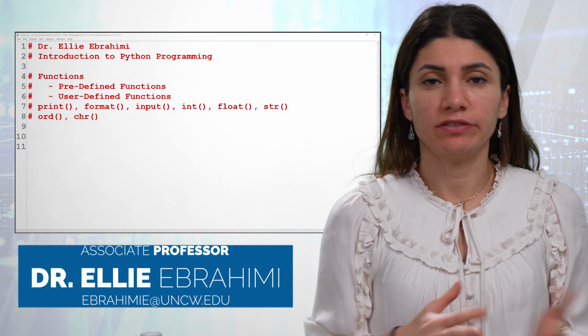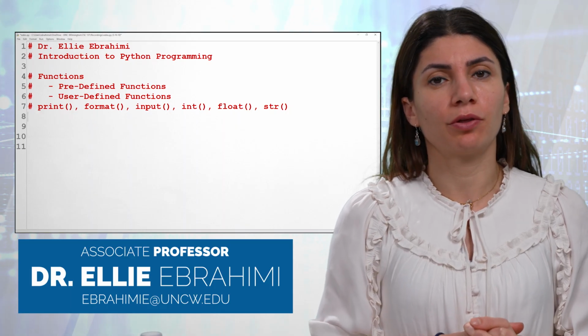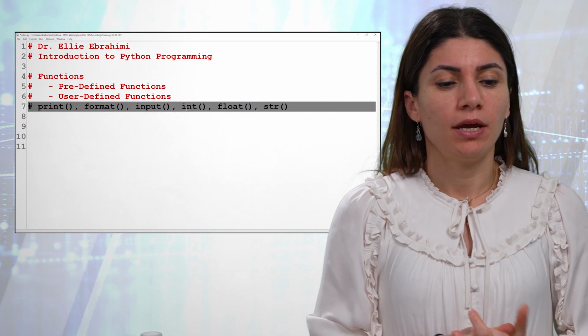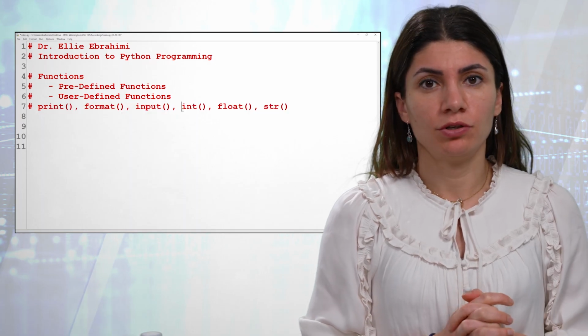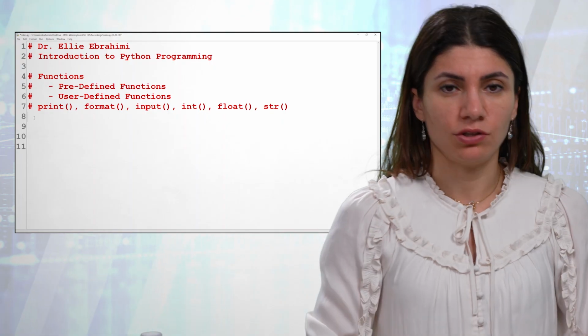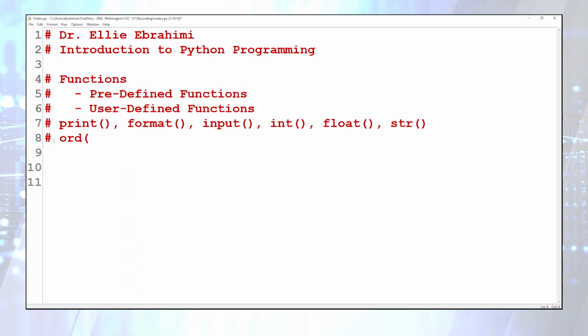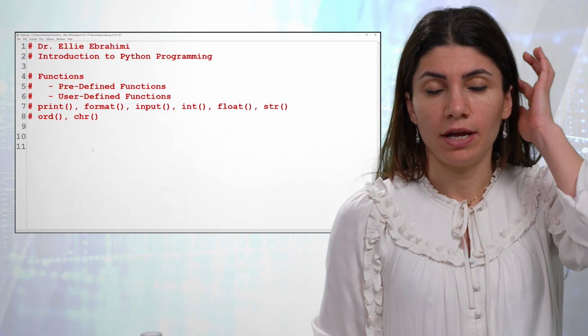So far, we talked about different predefined functions that we can use in Python. There are so many more that we can use. Today, I'm going to introduce two more of those functions that we can use in our programs. Those are the ORD and CHR functions, and we're going to talk about what those functions are and how we can use them.